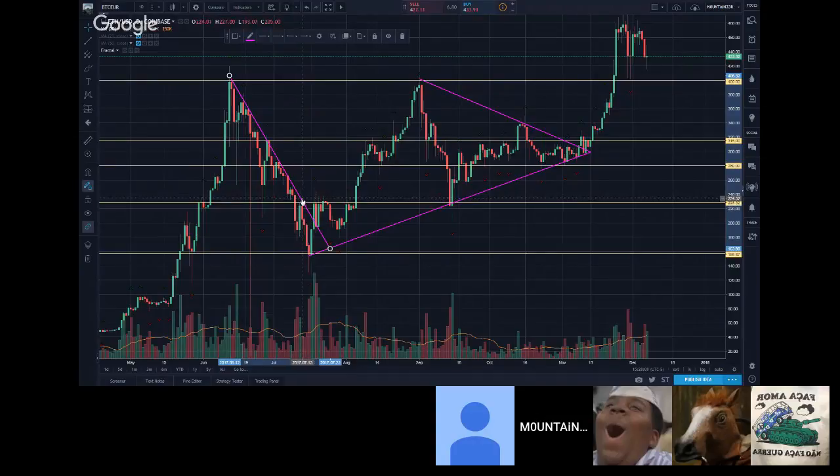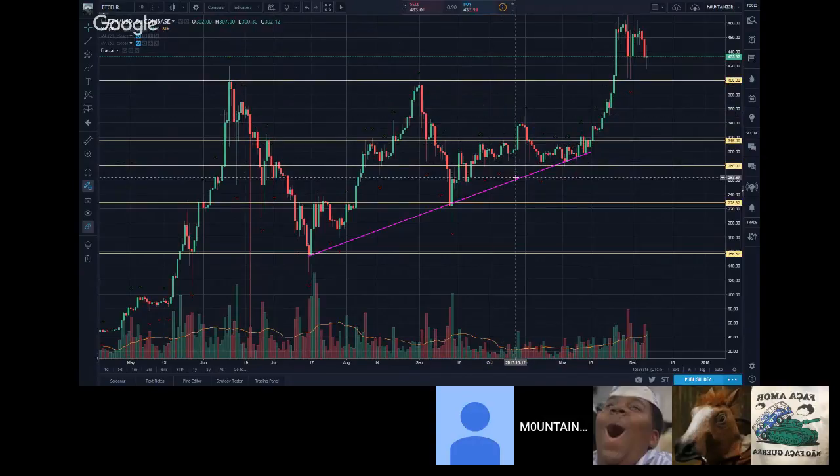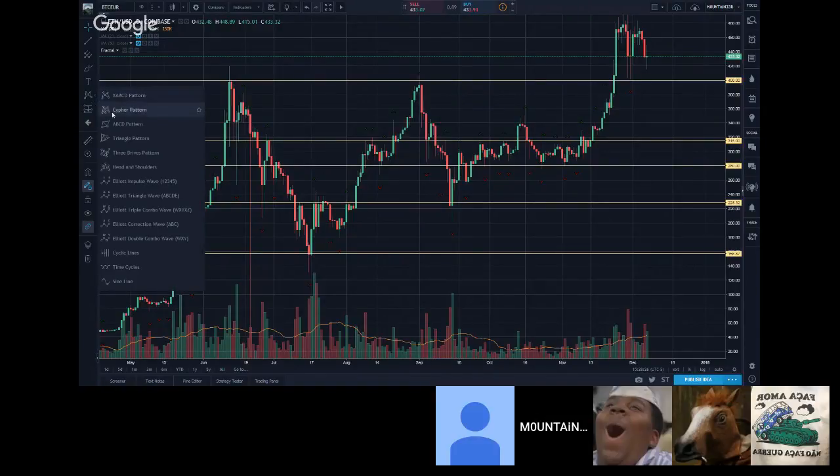Now, there's a very cool tool that will help you with wedges. I'm going to delete these lines and come over here because I love this tool. It's called the triangle tool. It's under this one that looks like four or five little boxes, and you come down here to triangle pattern.